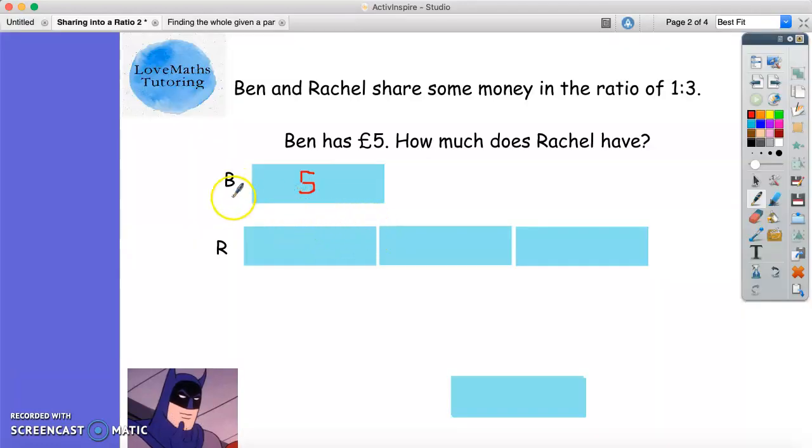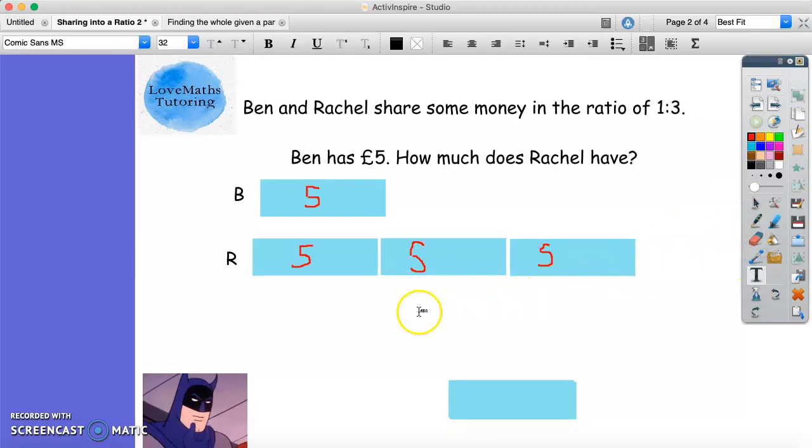We now know, based on the last session, that all of these bars or all of these parts are individually the same size. So therefore it can be presumed that Rachel has £5 in this box, £5 in this box, and £5 in this box. Then we need to be really careful, and we need to read the next part of the question, looking at how much does Rachel have, because sometimes it might ask you what has been shared in total. But here it says how much does Rachel have, and obviously here we can do 5 multiplied by 3 to give us £15. So that would be our answer here.